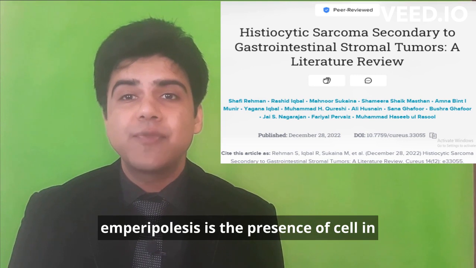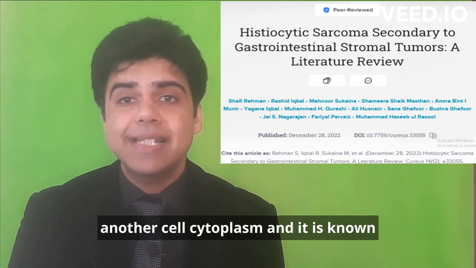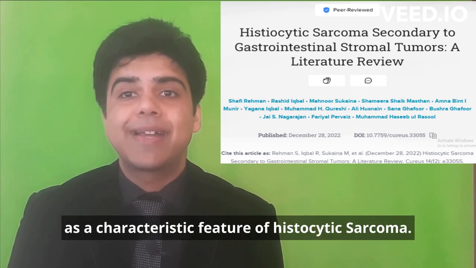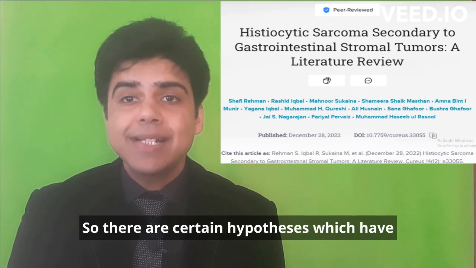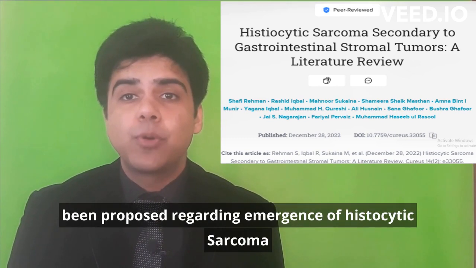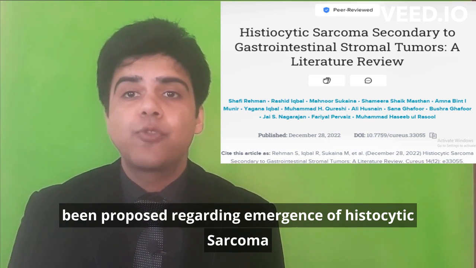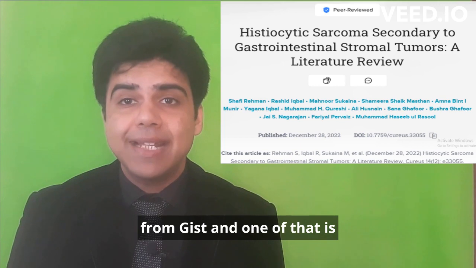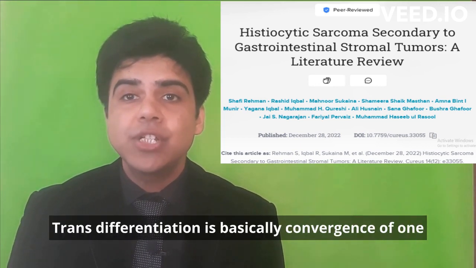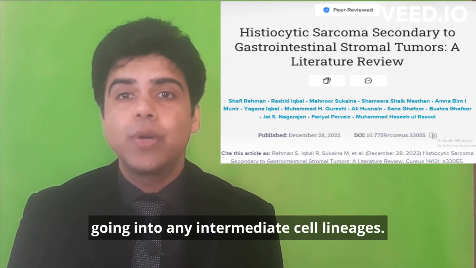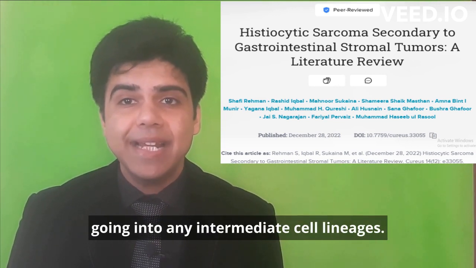Emperipolesis is the presence of a cell within another cell's cytoplasm, and it is known as a characteristic feature of histiocytic sarcoma. There are certain hypotheses which have been proposed regarding the emergence of histiocytic sarcoma from GIST, and one of them is the concept of transdifferentiation. Transdifferentiation is basically the conversion of one cell type into another cell type without going through any intermediate cell lineages.